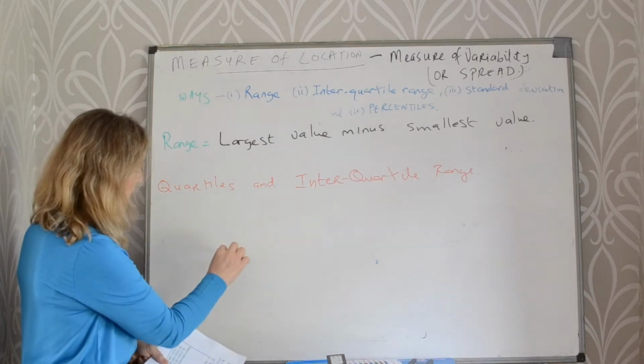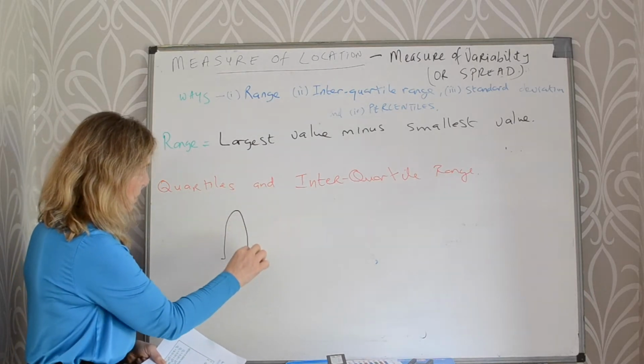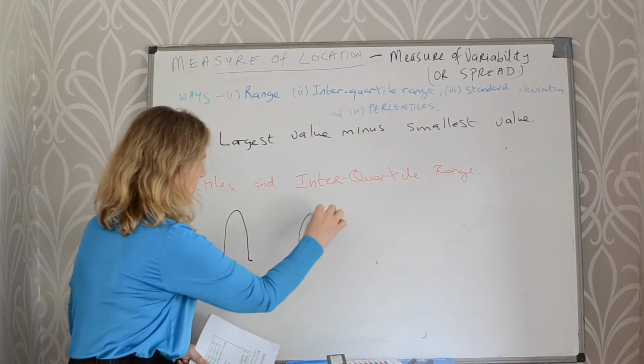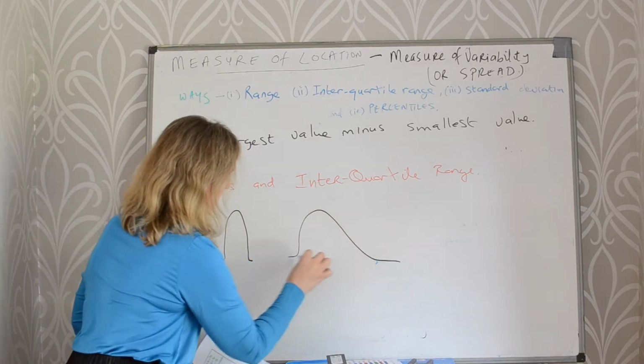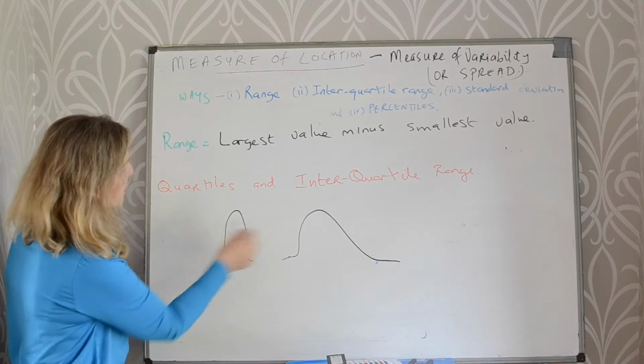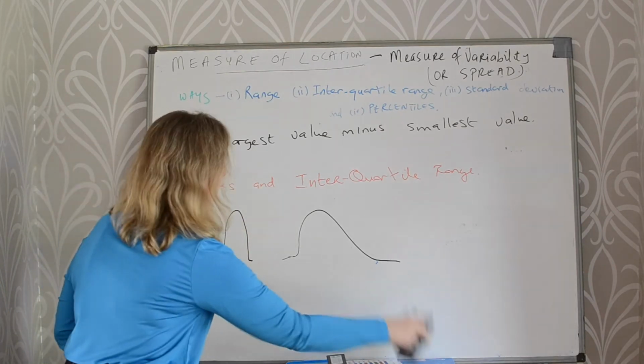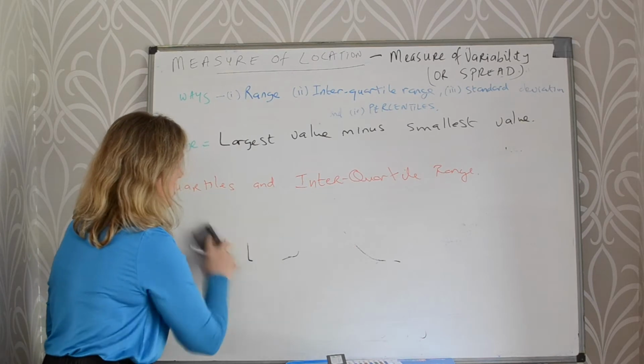So if we had a bell curve, for example, is it a nice long, skinny bell curve, or is it a bit more spread out like that? So when we talk about variability or spread, that's what we're talking about: what shape our data is going to be when we draw a graph.